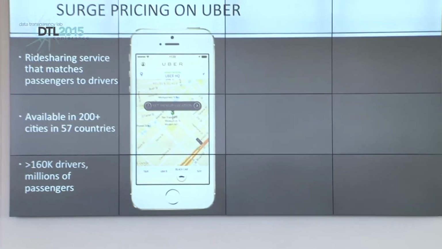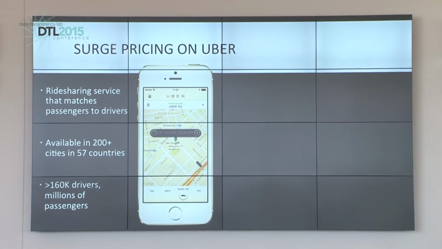Thank you, Augustin. So my name is Christo Wilson. I'm a professor at Northeastern University, and I'd like to tell you about our new work studying Uber's surge pricing algorithm. So for those of you who've never used Uber, Uber is a ride-sharing service that has become extremely popular all over the world.